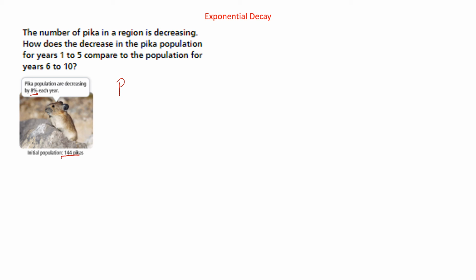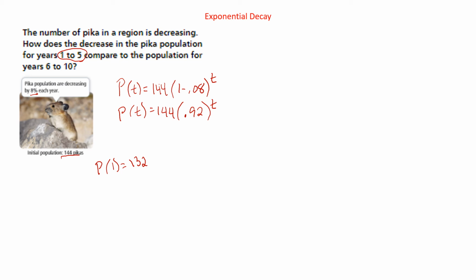So we have an initial population of 144 picas, and it's decreasing at 8% each year. So the pica population, P of t, is going to equal our initial 144 times 1 minus 0.08 to the t, which is 144 times 0.92 to the t. We're going to find a few values here. We need to find the population at years 1 and 5. So P of 1, you just plug 1 in for t. So 0.92 to the 1 is 0.92 times 144 is about 132. There's some decimals in there, but we can round it.